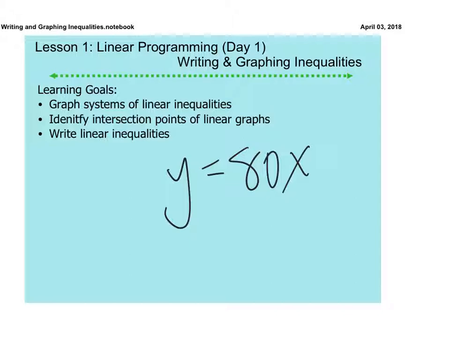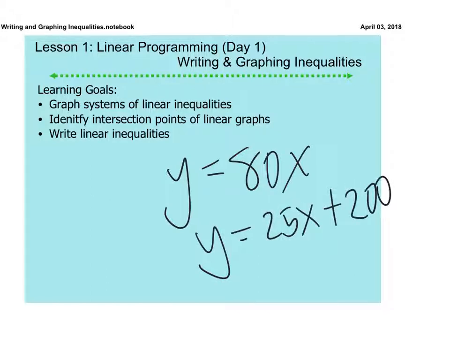What if you charge $200 to show up, and then only $25 an hour after that? Would you please write an equation for that? $200 to show up. All right, what did you get for that, sir? Y equals 25x plus 200. Yes.